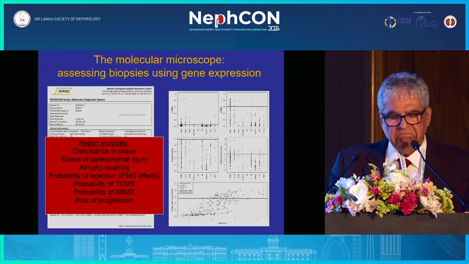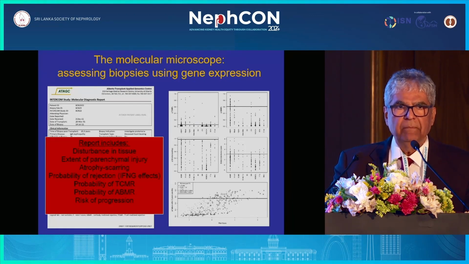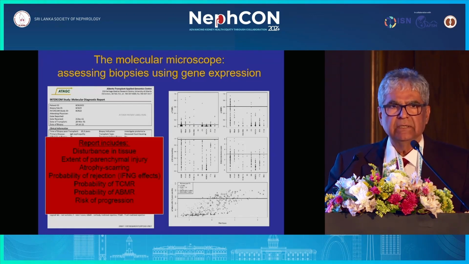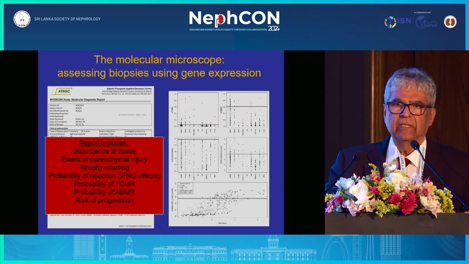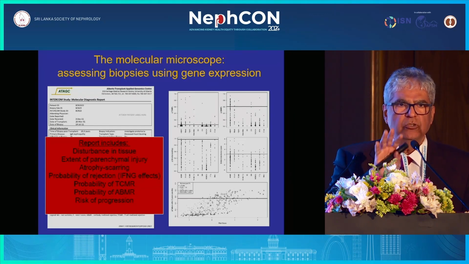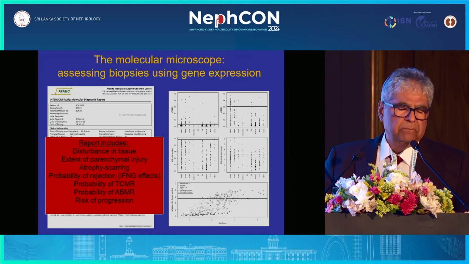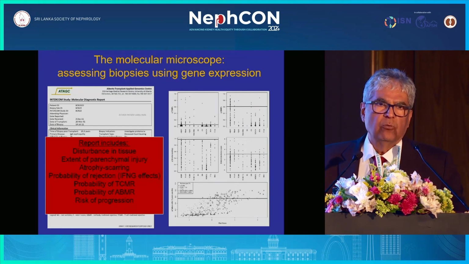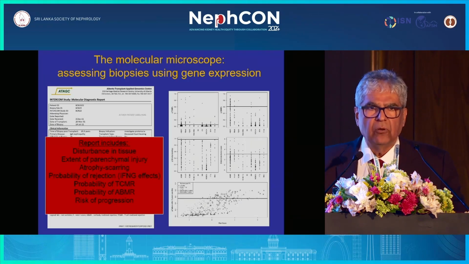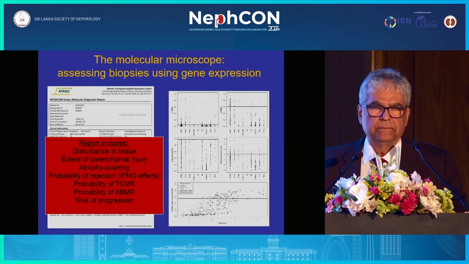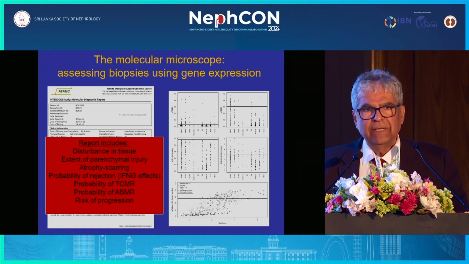What did he find? That he could group them: antibody-mediated rejection, T-cell mediated rejection, you could get all those changes. And his conclusion was that over 50% of the graft loss is due to chronic antibody-mediated rejection by molecular microscopy. And I think that has not been mentioned so far.